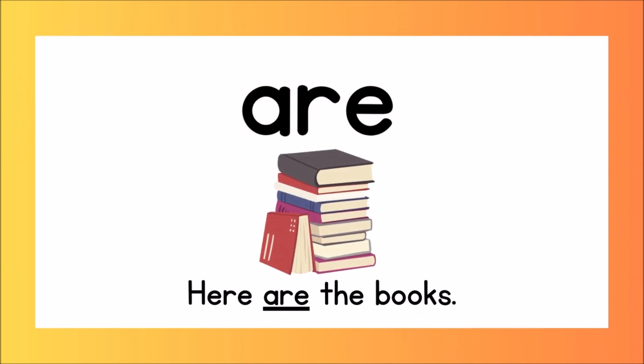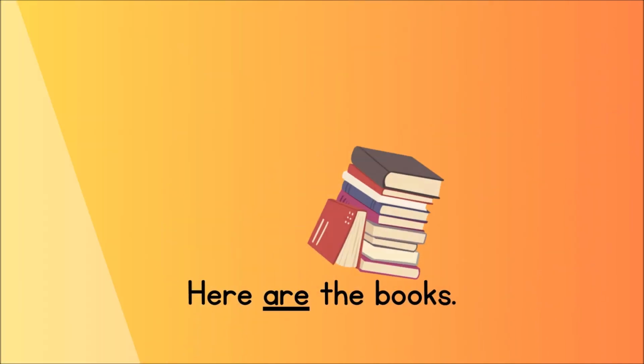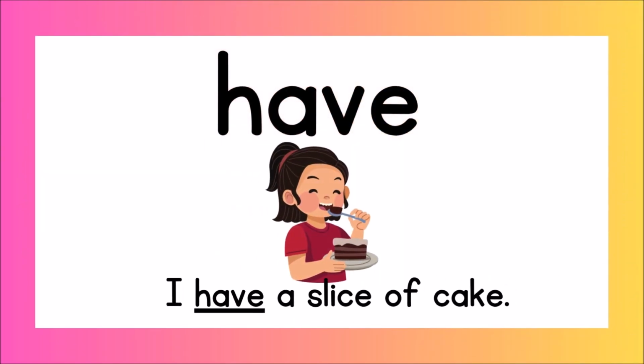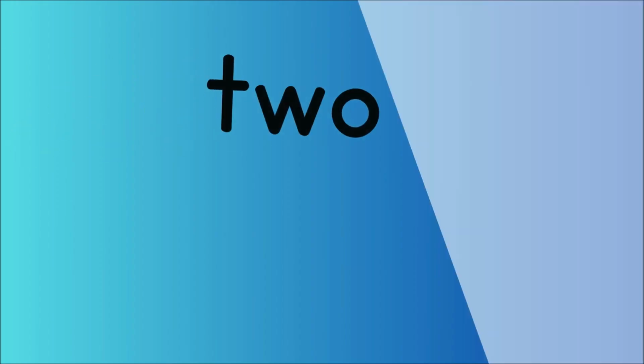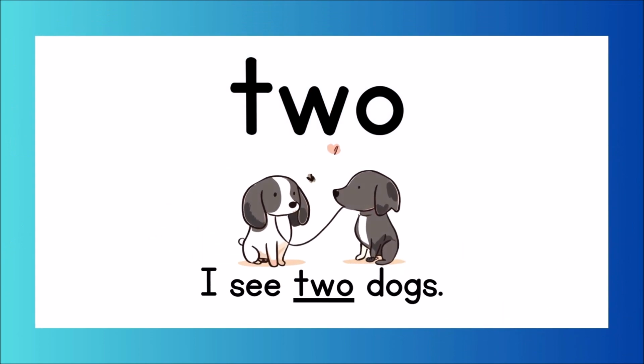Are. Here are the books. Are. Have. I have a slice of cake. Have. Two. I see two dogs. Two.